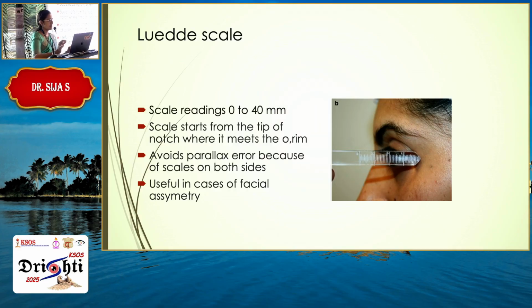There will be a gap in the normal ruler when we keep it at the lateral orbital margin, so the reading may not be accurate. But here the reading starts from the notch, and it avoids parallax error because scales are there on either side. And it is better than Hertel's in case of facial asymmetry.